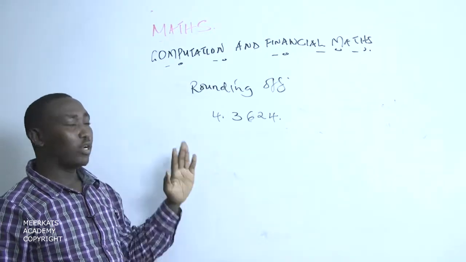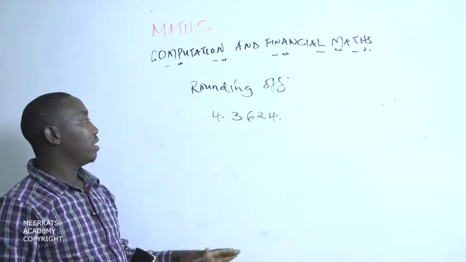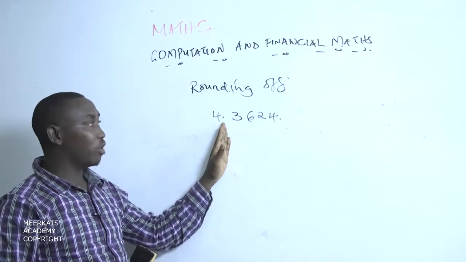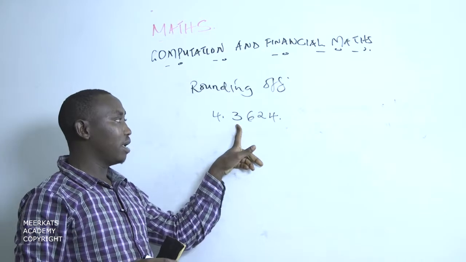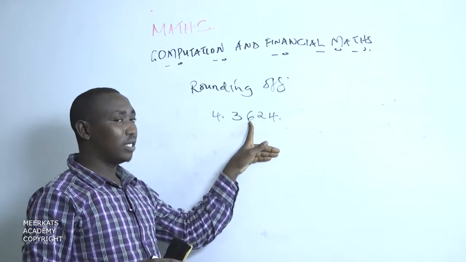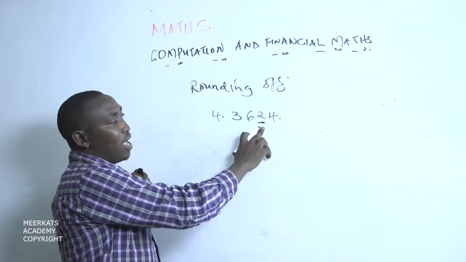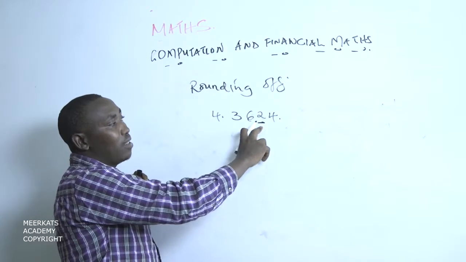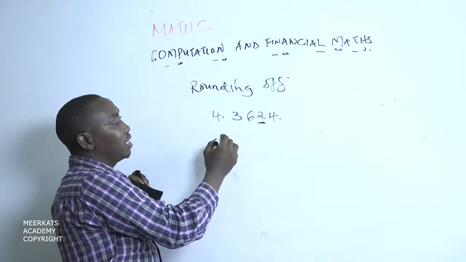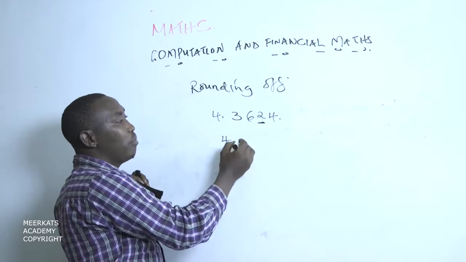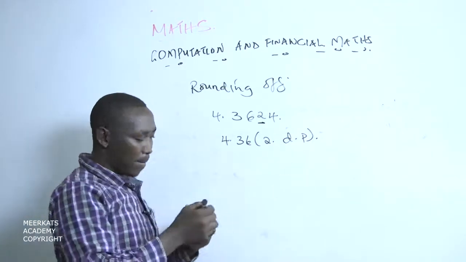For example, if we were to round off this particular number to 2 decimal places, then we look to the right of the decimal point and we count 2 decimal places. That is, we look at the first digit and the second digit. Then we look at the preceding or the third digit. If it's less than 5, then it can never affect this second digit. And the result in this particular case shall be 4.36, and this one is to 2 decimal places.